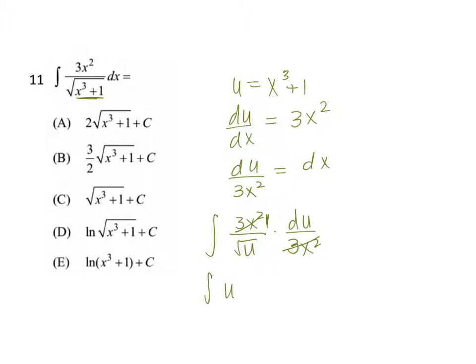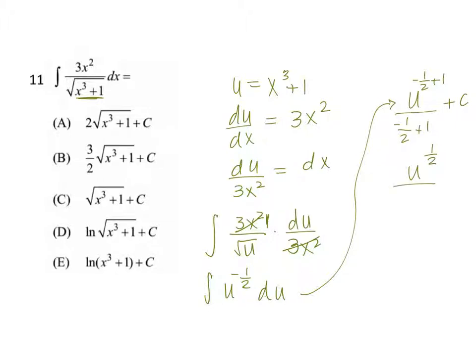I would rewrite this to be u to the negative 1/2 du. And now whenever we go through, we're going to add 1 to that exponent. And again, that tells me what to divide by, plus c. So this is going to be u to the 1/2 over 1/2 plus c, or 2u to the 1/2. But we knew that u was x cubed plus 1, all raised to the 1/2, plus c. So that's going to give me answer choice A.